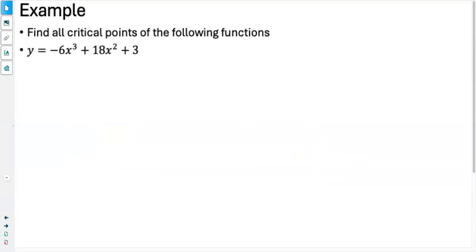Our first function is y equals negative 6x cubed plus 18x squared plus 3. So we'll take the derivative of this. When we take the derivative of x cubed, that's 3x squared. So when we multiply that by the negative 6, that gives us negative 18x squared. Taking the derivative of x squared is 2x, so multiply 18 by 2, so plus 36x. And then we have the derivative of 3, which is just 0.